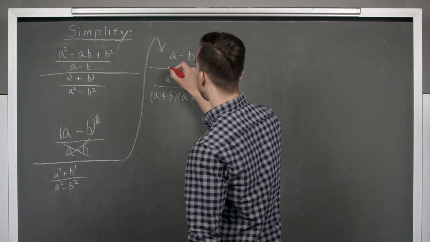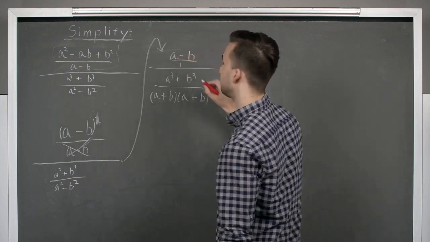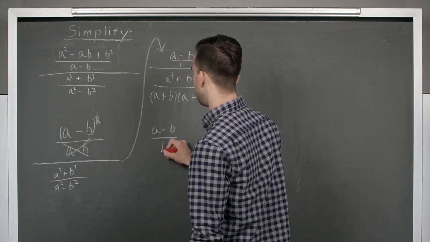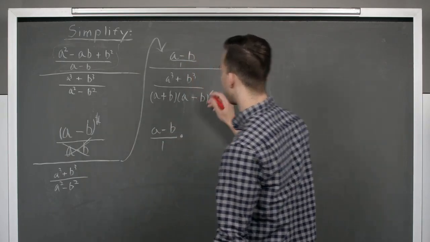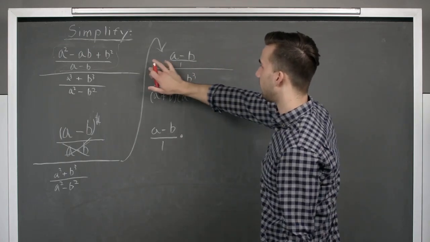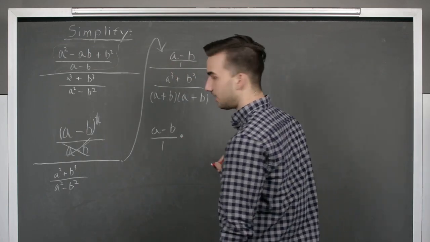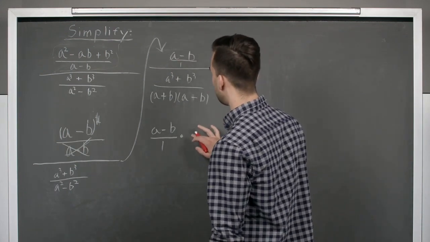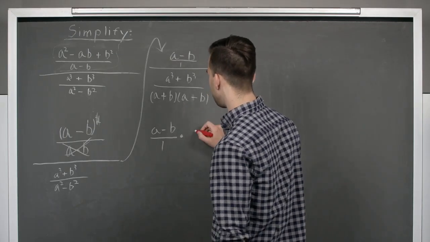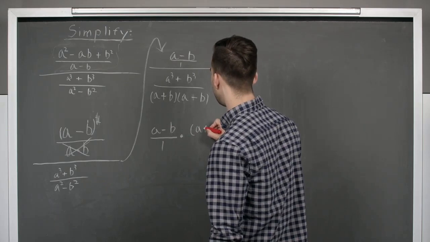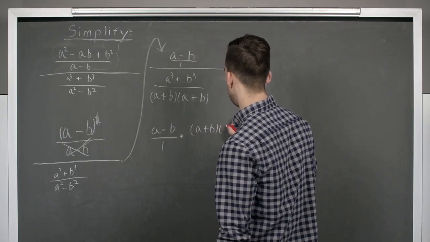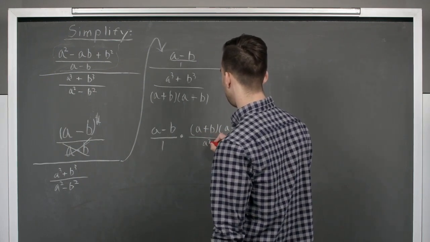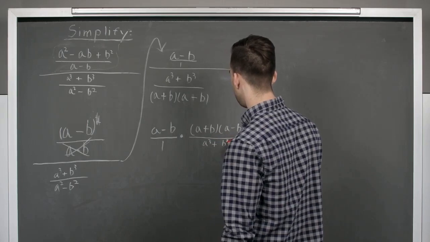So we have here, this is a over b, or a minus b over 1. So a minus b over 1 times this flipped, right? Do you see why we did that? I just skipped the step where I write it as a division problem because you know what the fraction bar does. So we'll flip this. We have a plus b, and then a minus b over a cubed plus b cubed.